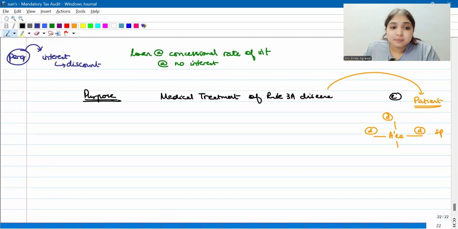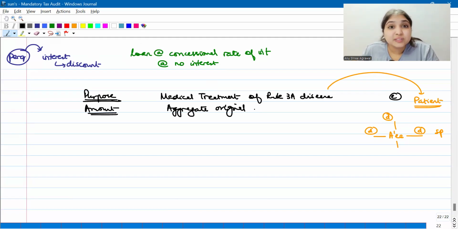Okay, then comes the second exception. You will look at the amount of the loan. What is the amount of the loan? You will look at the aggregate original loan. See, you will not see the purpose over here. You will see the aggregate original loan. Is it within 20,000? If it is within 20,000, it's going to be fully exempt.